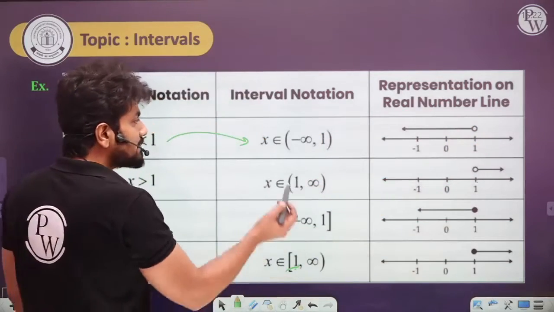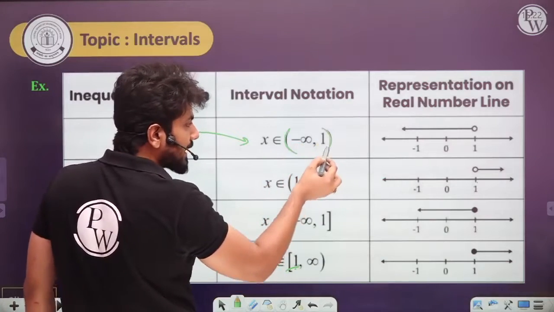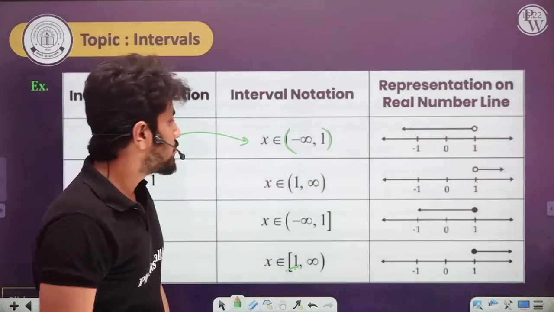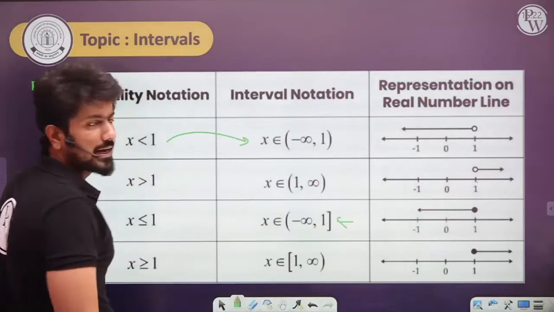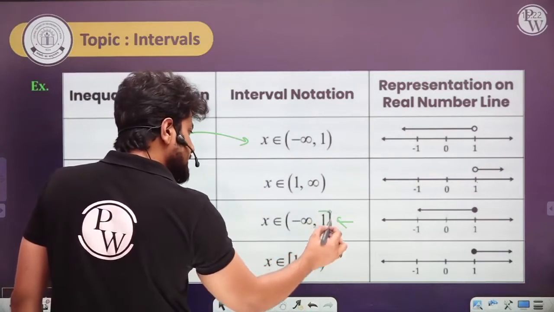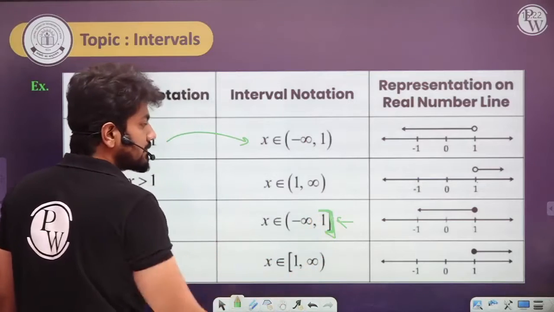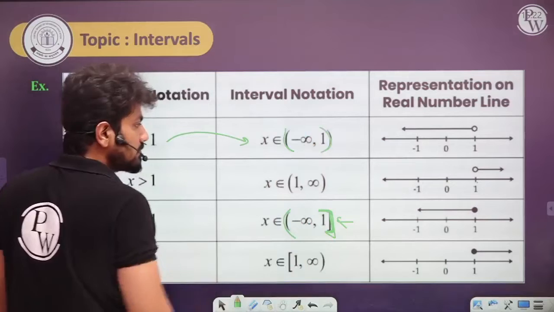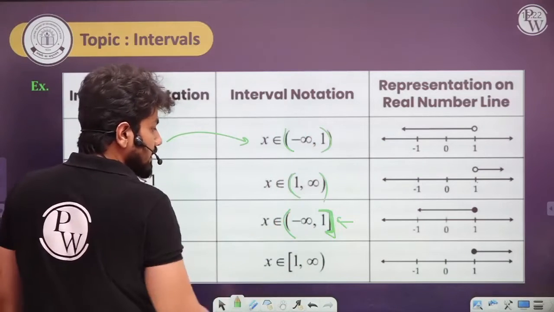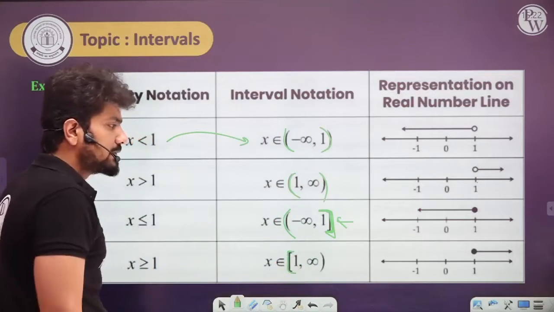Now, these brackets are known as open brackets, and this bracket is known as close bracket. You can see this bracket. This is known as close bracket. This is open over here. Here we have open on both. Here we have open, and here we have close on 1.